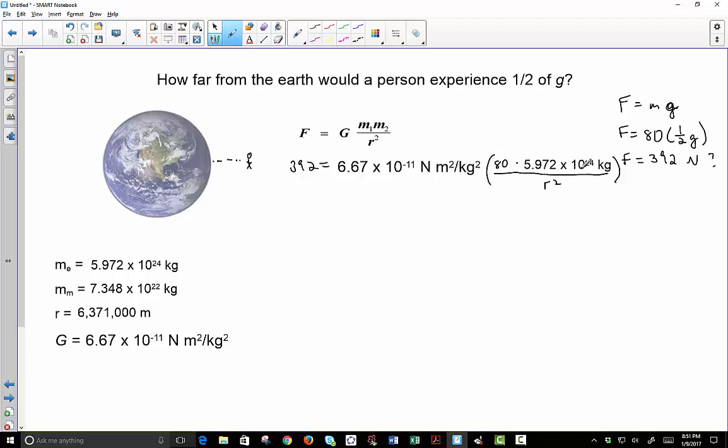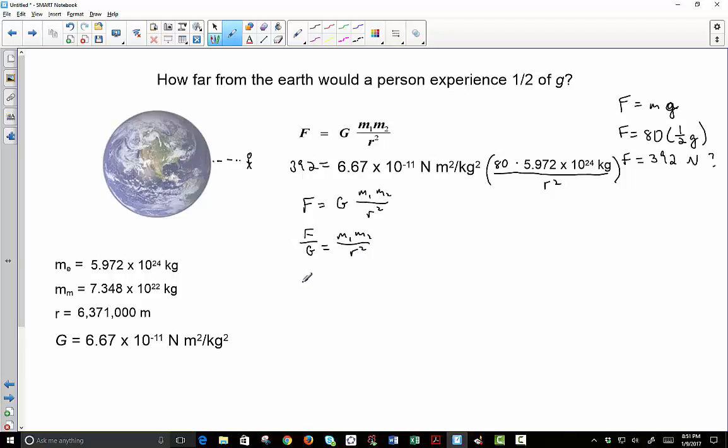Because this might be easier. You see how all these numbers are messy? And I don't want to do any of these big calculations. But see, if we just worked with the variables, we would get F equals G m1 m2 divided by r squared. I'm just going to solve for r. So the first thing I would do is divide by G. So I would get F over G equals M1 M2 over R squared.